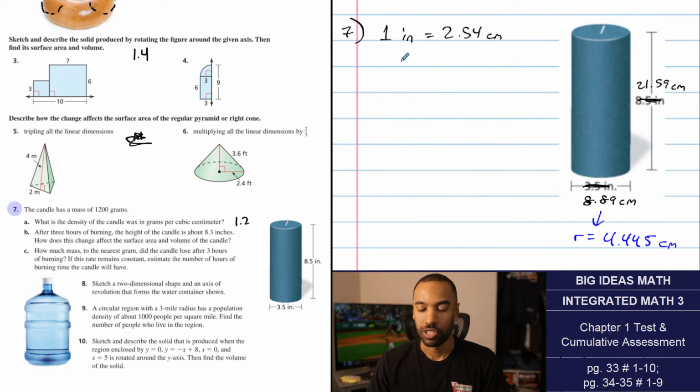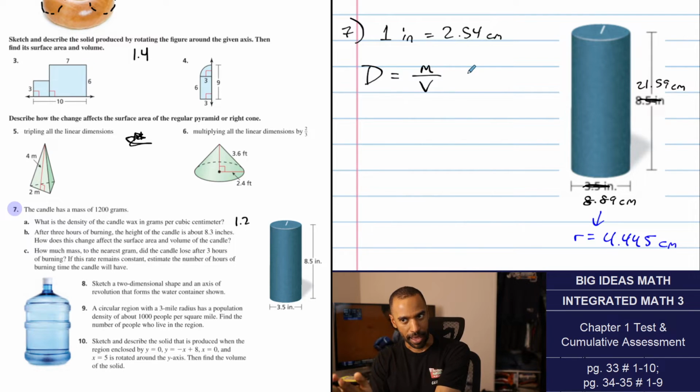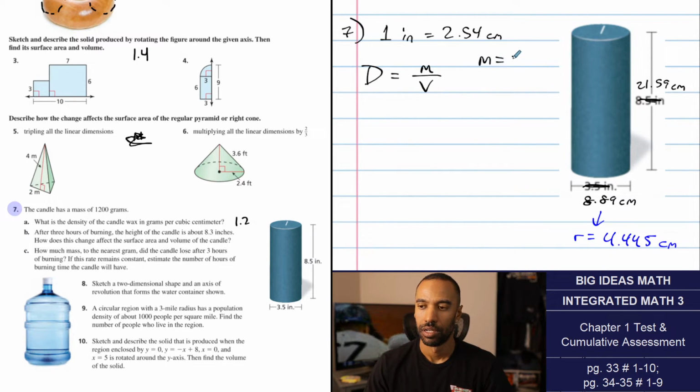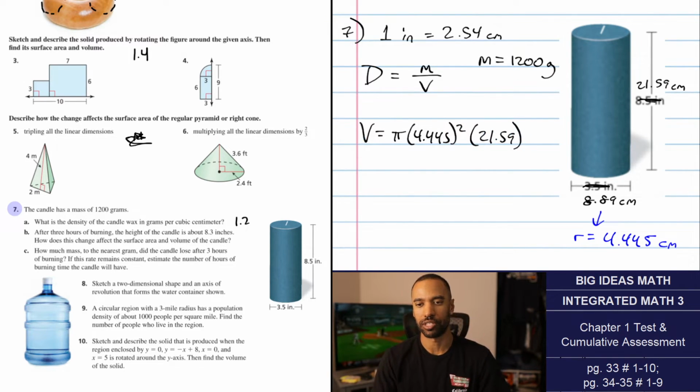Yeah, this is a chapter test. It's robust. So density for a candle is mass over volume. We have the mass as 1,200. We still need the volume. Volume is area of base times height, pi r squared times height. Remember, we need this in cubic centimeters, so that's why we converted. So 4.445 squared times 21.59.